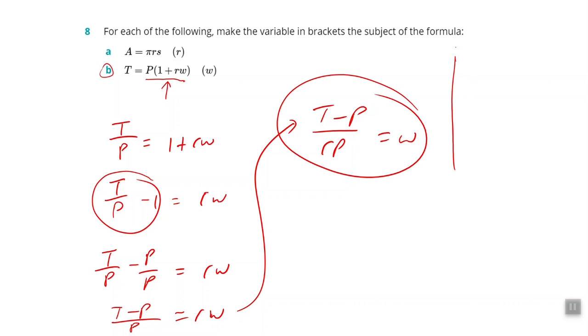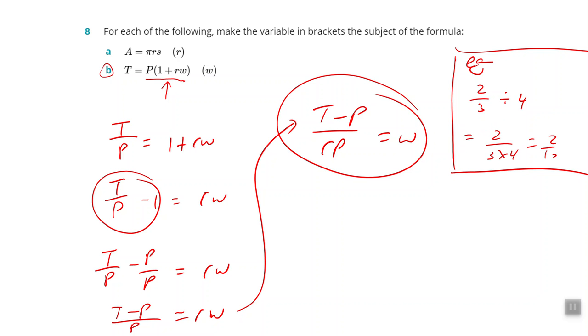Just in case you didn't know, I'll give a similar example. If I had 2 over 3, and I'm dividing it by 4, what happens is you're just multiplying the bottom by 4. So it's 2 over 12, which is just 1 over 6. Hopefully that makes sense, as to how that works.